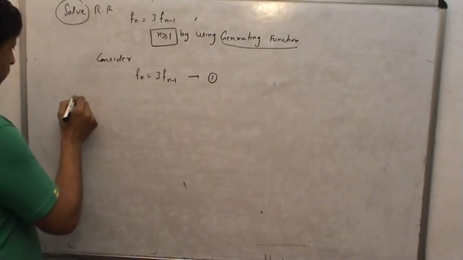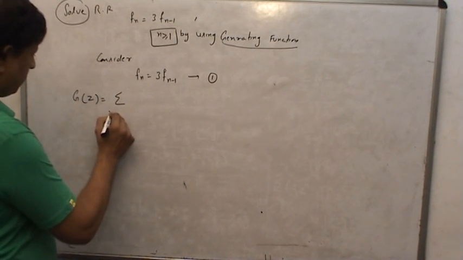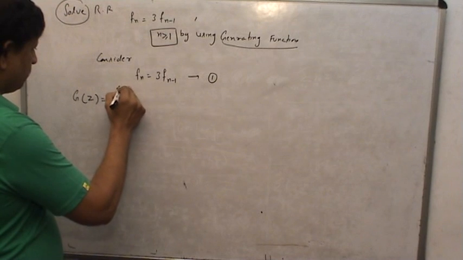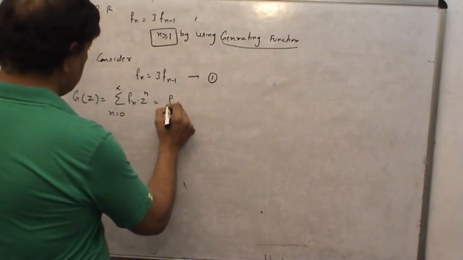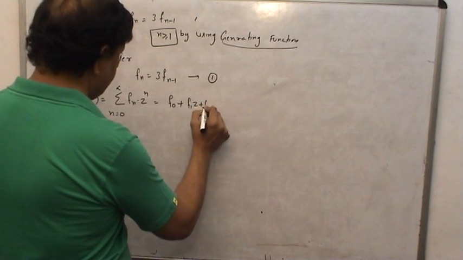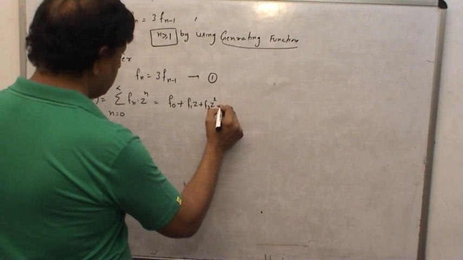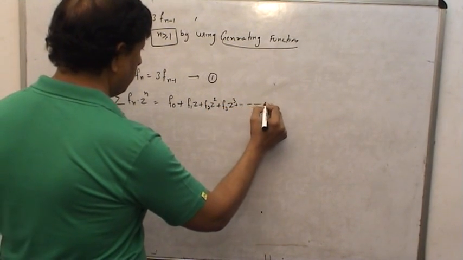We know the standard form of the generating function. G(z) is equal to sigma, n varies from 0 to infinity, Fn z^n, which is equal to f0 plus f1 z plus f2 z square plus f3 z cube plus so on.